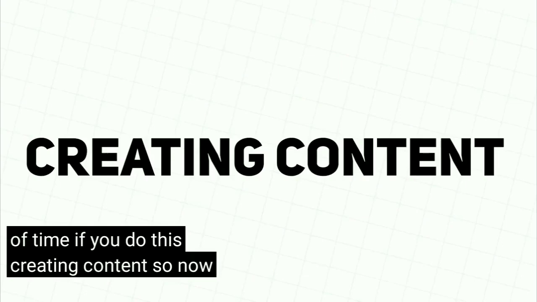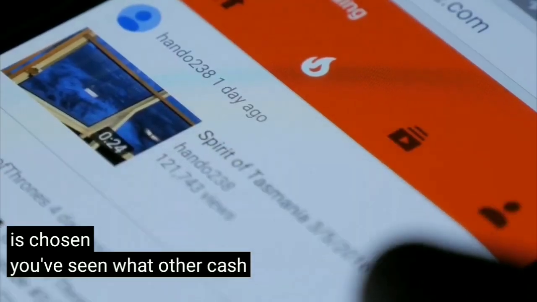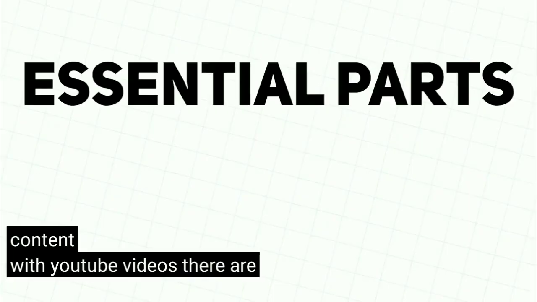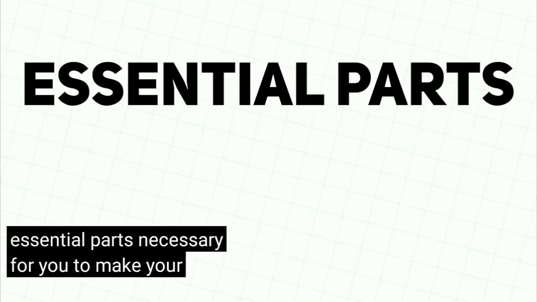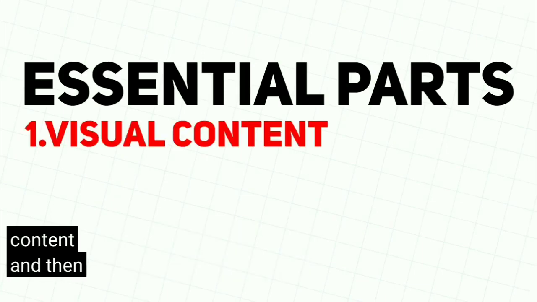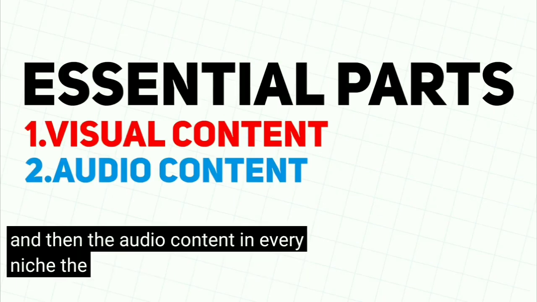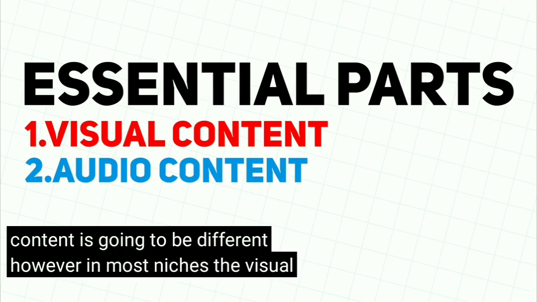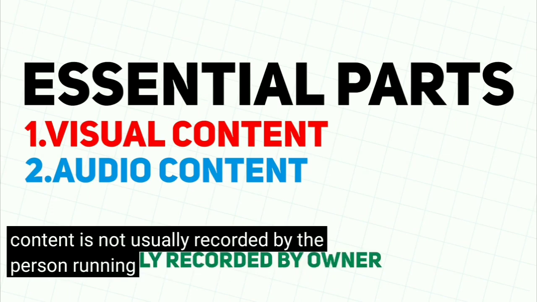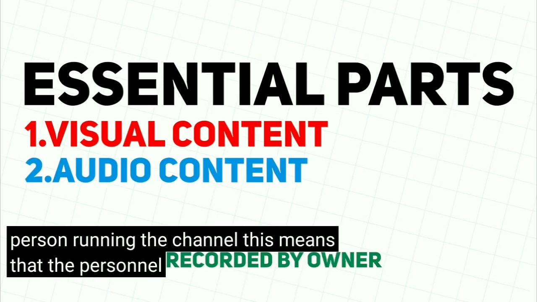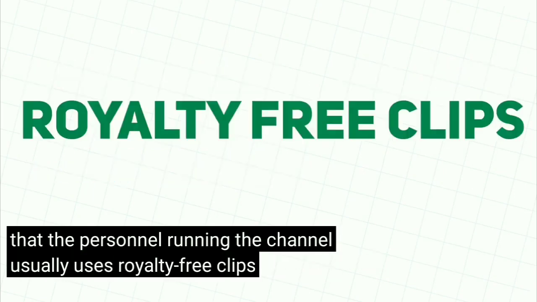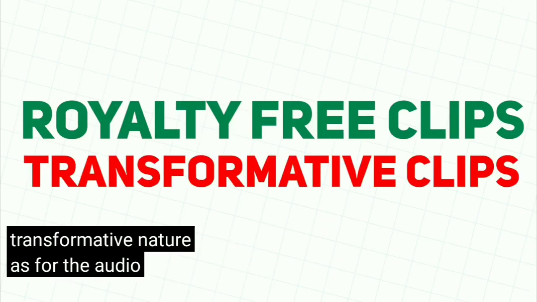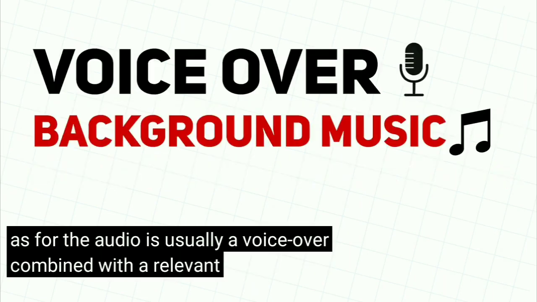Creating content. So now that your niche is chosen, you've seen what other cash cow channels are doing. How do you begin creating the content? With YouTube videos, there are 2 essential parts necessary for you to make your video: the visual content and then the audio content. In every niche, the visual content and the audio content is going to be different. However, in most niches, the visual content is not usually recorded by the person running the channel. This means that the personnel running the channel usually uses royalty-free clips or clips which you can use in a transformative nature. As for the audio, it's usually a voiceover combined with a relevant background music.